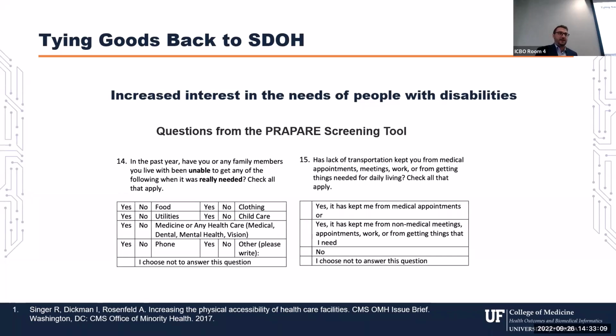It doesn't differentiate between finances, the accessibility of the building, your ability to even get yourself there, et cetera. It just asks whether or not you were able to get those things. The second question here is, has lack of transportation kept you from medical appointments, meetings, work, or from getting things needed for daily living? So this kind of can get at whether you have difficulty acquiring those things, but it doesn't specifically ask these questions. And so the data that's produced by these questionnaires can't really be used to answer any sort of question related to accessibility to food.